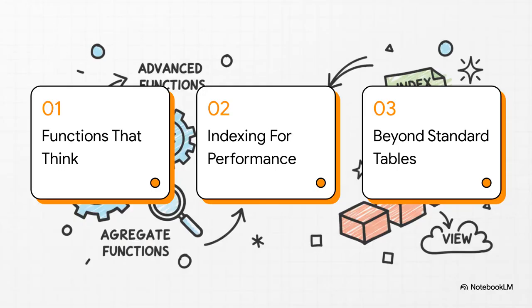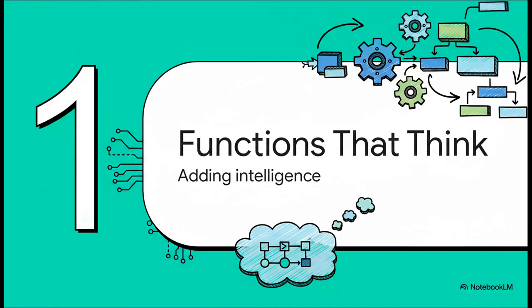Okay, so here's the game plan. We're going to tackle this in 3 parts. First up, we'll look at functions that pretty much make your queries think. Then, we're going to make them fast. I mean, really fast, by mastering indexing. And finally, we'll go beyond your standard tables to look at some special objects for solving those really tricky architectural problems. So, let's kick things off with functions.